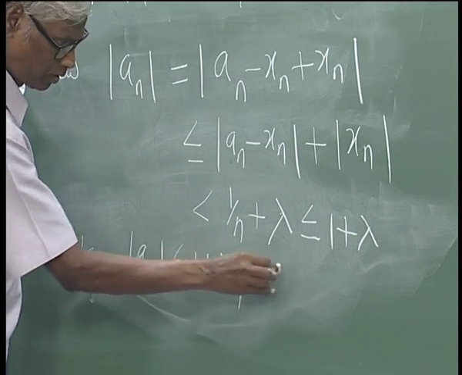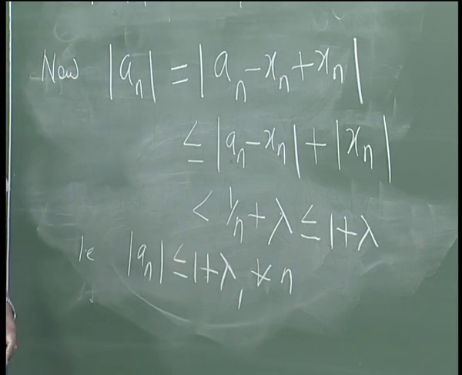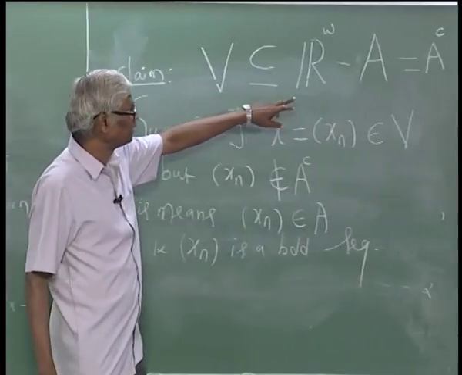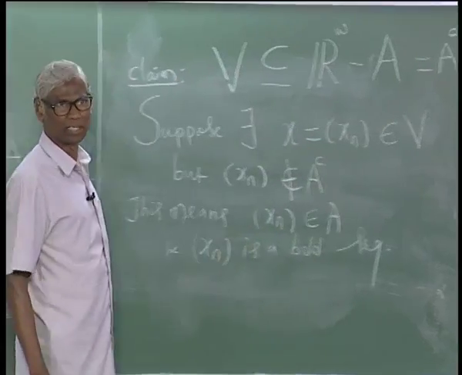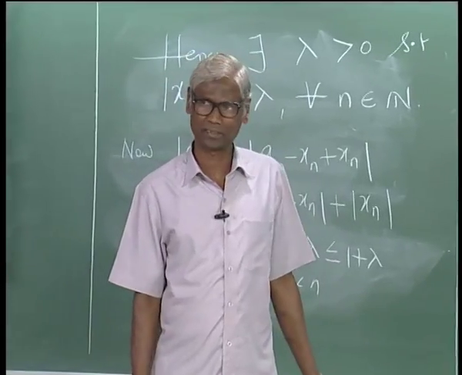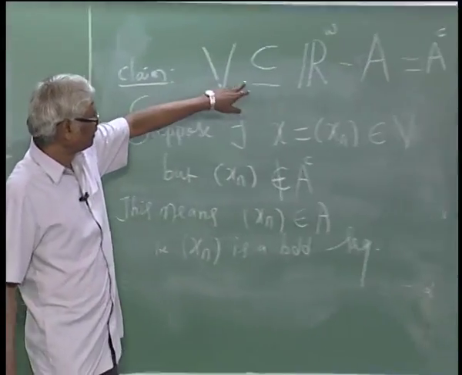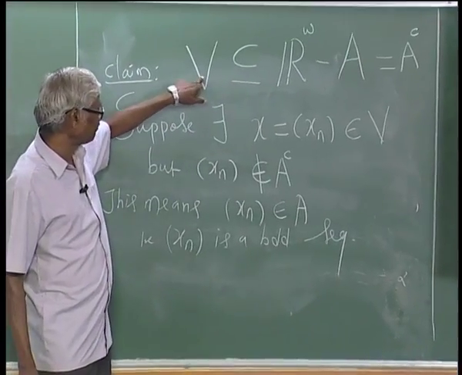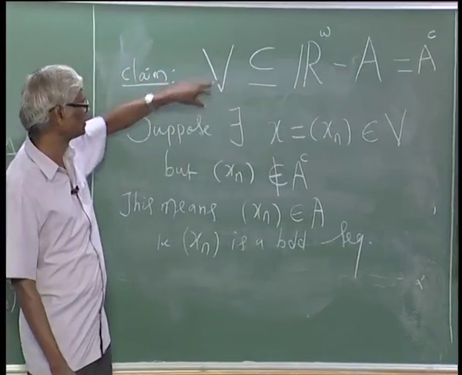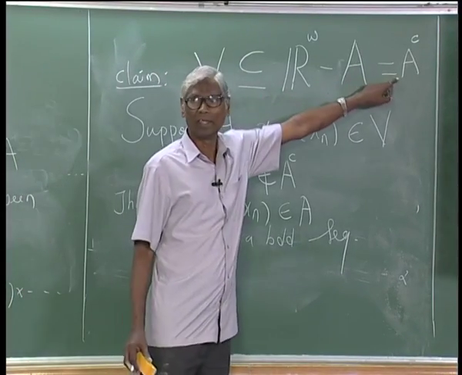This is true for all n. This implies a_n is a bounded sequence, but a_n is in A complement, which means it is not a bounded sequence, which is a contradiction. That is, if we assume that there is at least one element in V which is not in A, then we get a contradiction. Hence, every element in V is in the A complement.